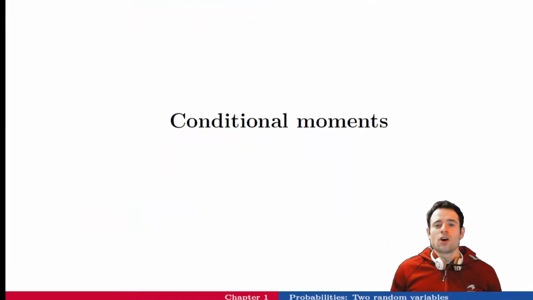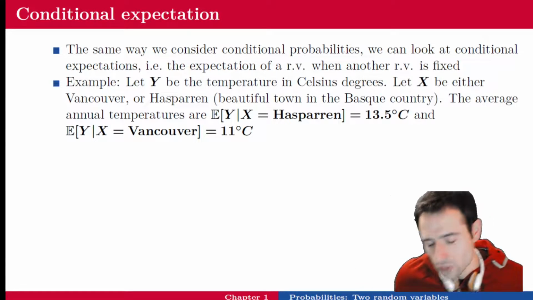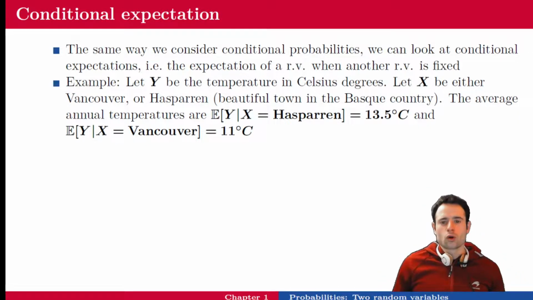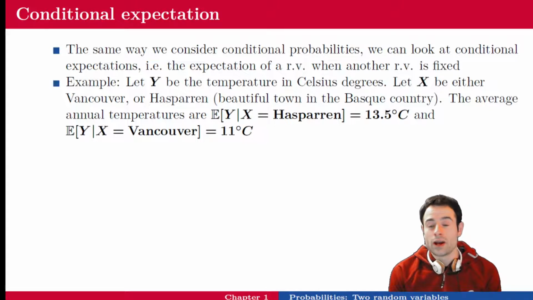Now, because we talked about conditional probabilities, we need to talk about conditional moments. Conditional expectation, conditional variance. All those things are going to exist as well. And I'm going to start with an example which is going to be different from circles and smokers. Imagine that Y is the temperature in Celsius degrees, and X is a location that is either Vancouver or Asparin. This is where I am right now. You can type it on Google Maps. This is where I'm from.